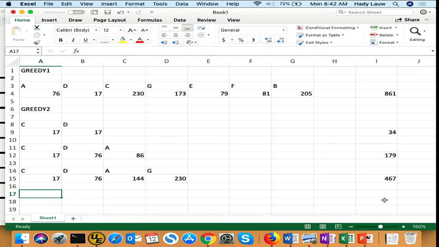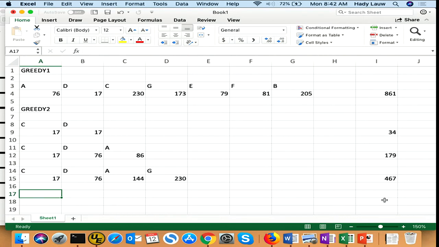So for A, the closest one is B, which is 205. For C, the closest one is also B, which is 246. For D, the closest one is also B, which is 250. For G, now the closest one is not B, but E, 173. And so far, 173 is actually smaller than AB or CB or DB, right? So we're going to take E and put it next to G.